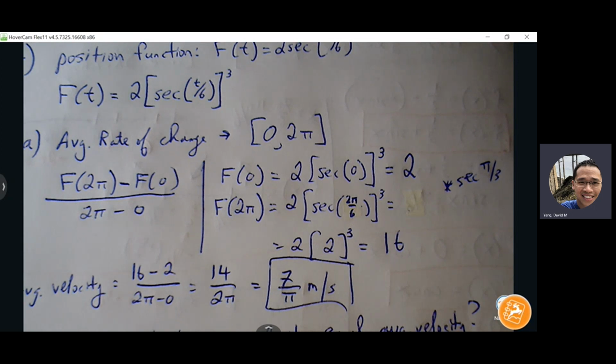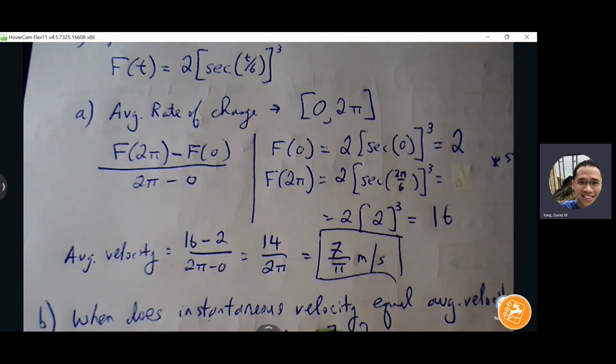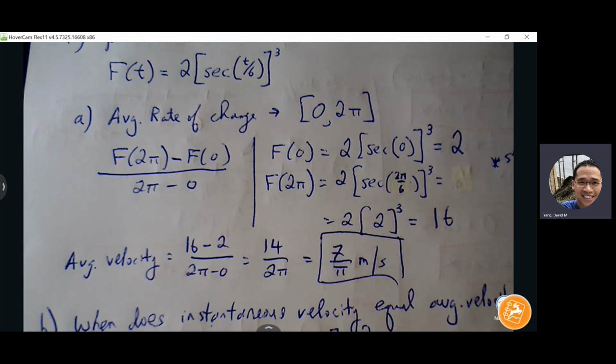And then you just find slope, right? So change in position over change in time, and that will give us 16 minus 2 divided by 2 pi minus 0, which is 14 over 2 pi, which is 7 over pi. So that is our average velocity, or in other words, average rate of change. So on average, this particle in that time period is moving at 7 over pi meters per second.